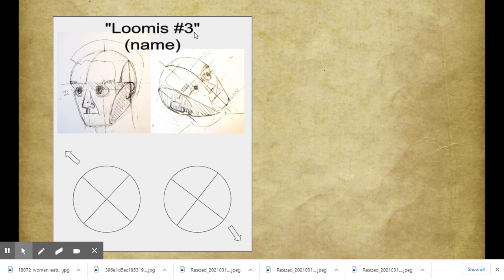That gets labeled Loomis number 3, and take a picture and turn it in. Escribe Loomis número 3, saca una foto y átalo cuando lo haces en turn-in en classroom.